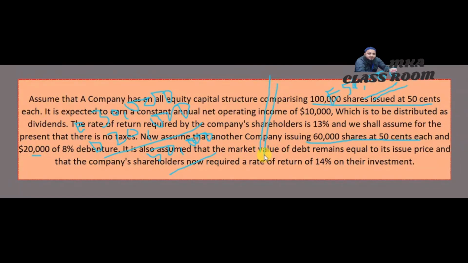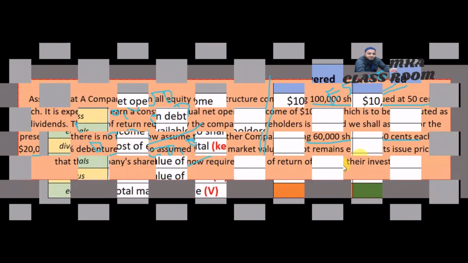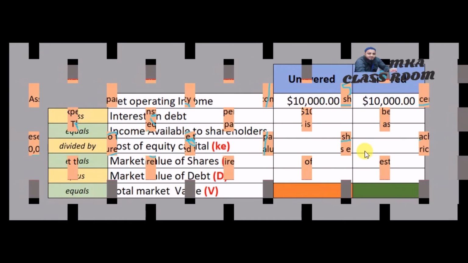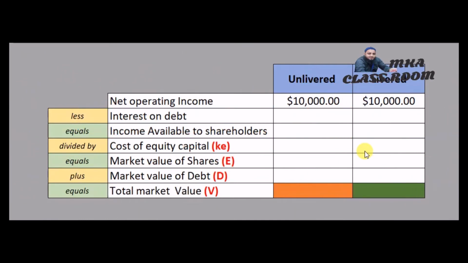Now we will try to see the firm value of these companies and the weighted average cost of capital. We know that these two companies are in homogeneous risk classes, that means identical. Its annual income is 10,000. One is levered, another is unlevered, one uses debt, another uses no debt. First we will calculate the no debt company. Interest on debt is 0, that means no debt. Income available to shareholders is calculated as net operating income minus interest on debt, that means 10,000 available to the shareholders.